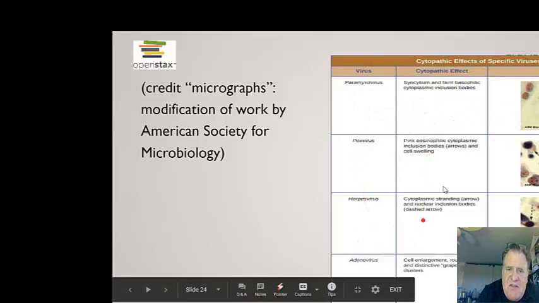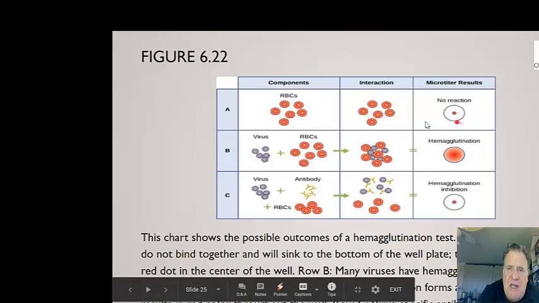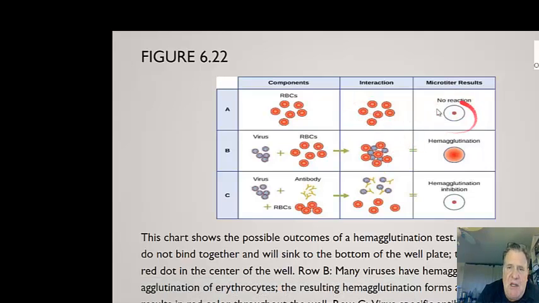This is a list of some of the viruses that are out there, some of the ones that you would typically see. Here's what the viruses look like, and we'll give those names out to you before. One of the ways of looking at viruses is that they can cause what's called hemagglutination. A really easy test for that is to take red blood cells, put them in a sample, and then you have no reaction.